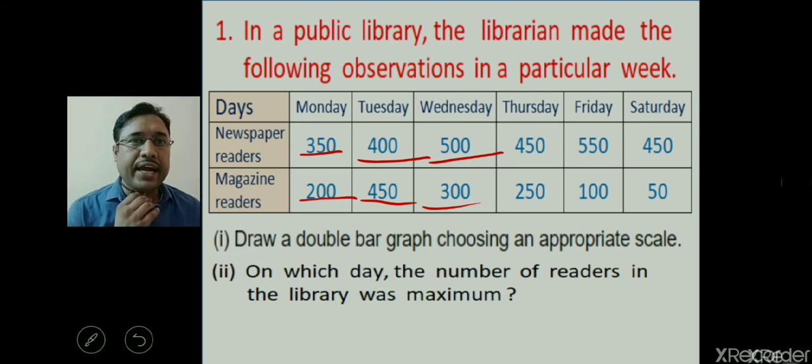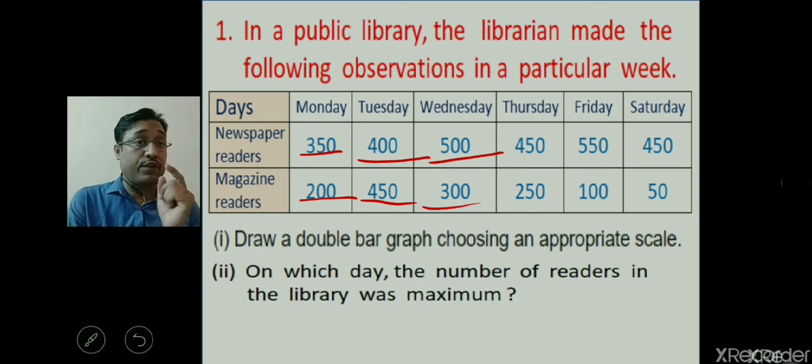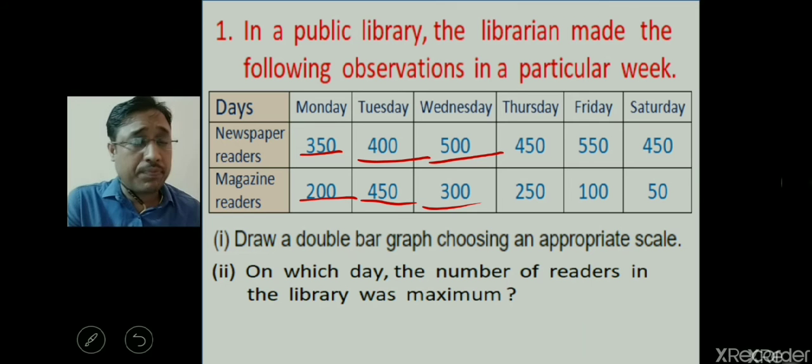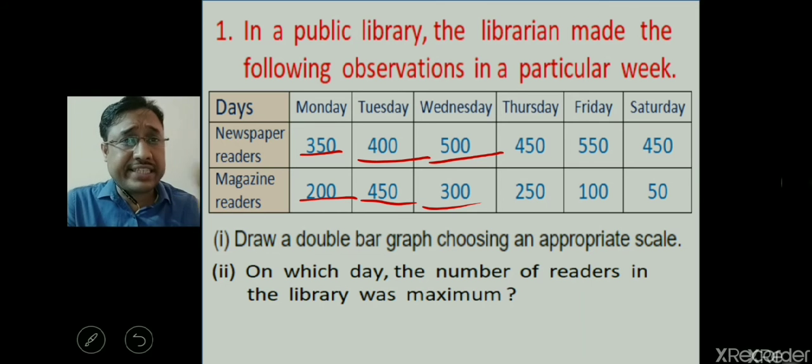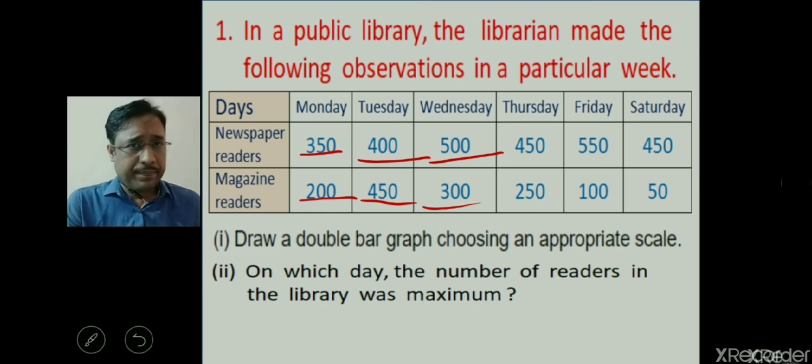Next, it is given that we should draw a bar graph choosing an appropriate scale. You have to show the above data choosing an appropriate scale. Also, the question asks on which day the number of readers in the library was maximum. You can say that by seeing this tabular data, and also by seeing the graph. By graph we can easily understand in a single view, but here also you can see that on Tuesday the data shows more readers.